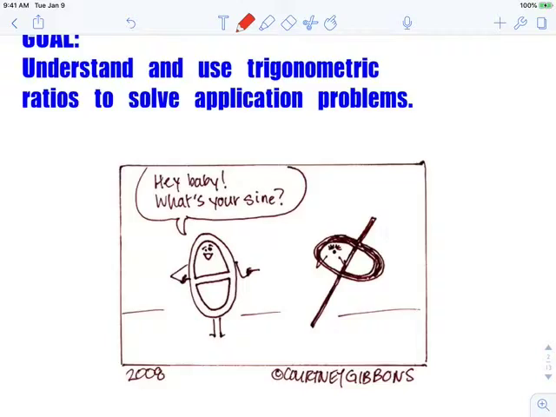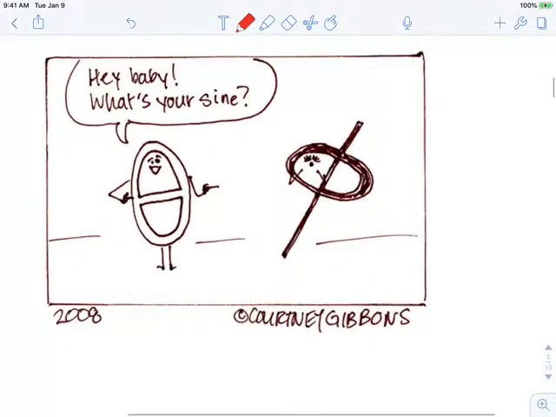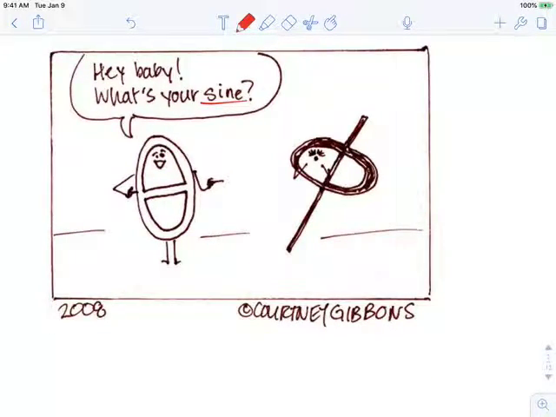So we're going to start trigonometry today. And here's a little funny comic about some angles. Hey baby, what's your sine? Have you done a little bit of trigonometry already, right? All right. So we're going to use right triangle trig. Homework is going to be on Schoology, and it's due Wednesday.